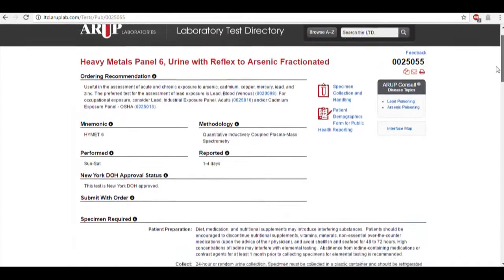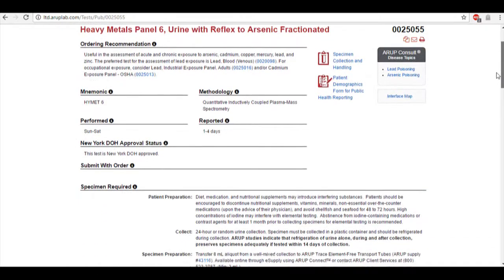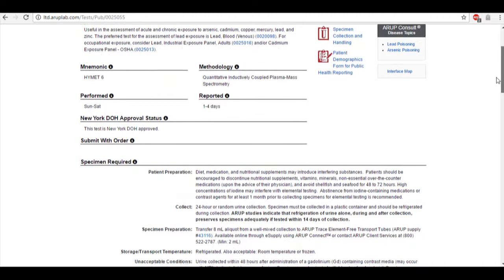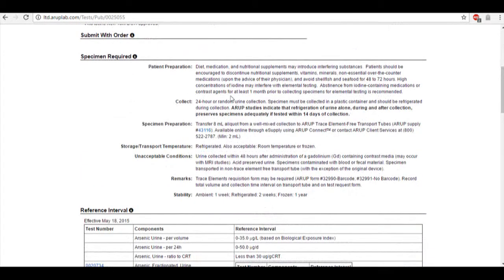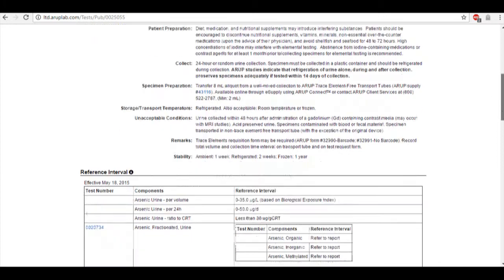Okay, now, when they do a 24-hour complete urine test, I'm going to show you this list. You see heavy metals, reflex for arsenic, and if you look at the other ones, it's always the same. It tells you to collect a 24-hour urine collection. The specimen must be collected in a plastic container, which is an orange container, and should be refrigerated during the collection, which I did. ARUP studies indicate that refrigeration of urine during and after the collection preserves specimens adequately if tested within 14 days of collection. So this is all done.